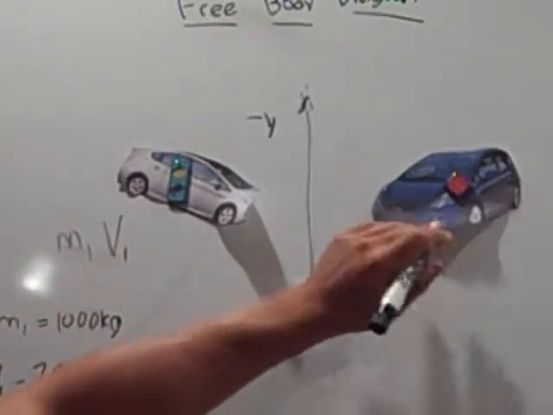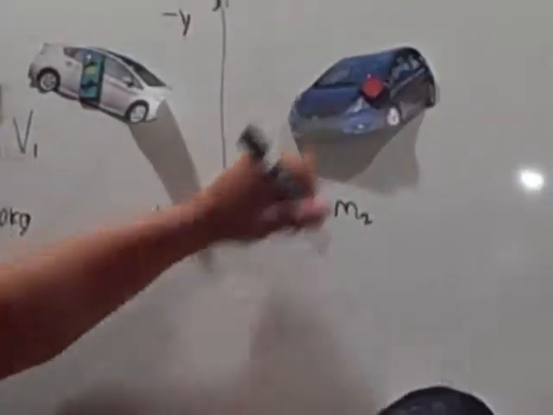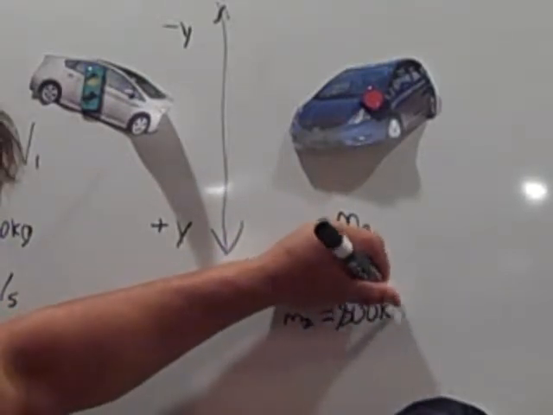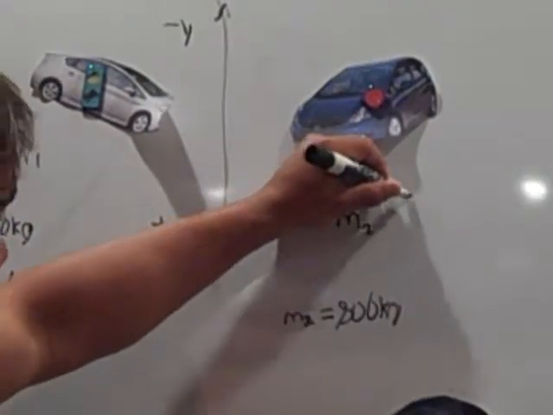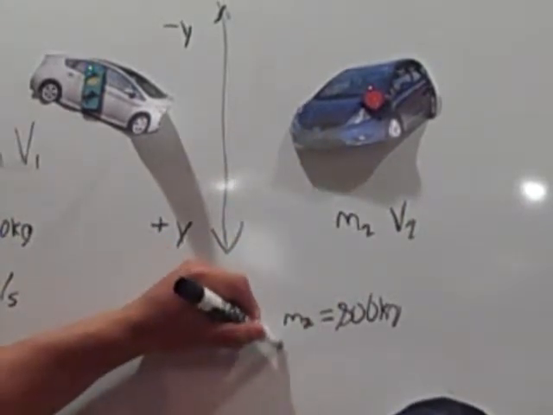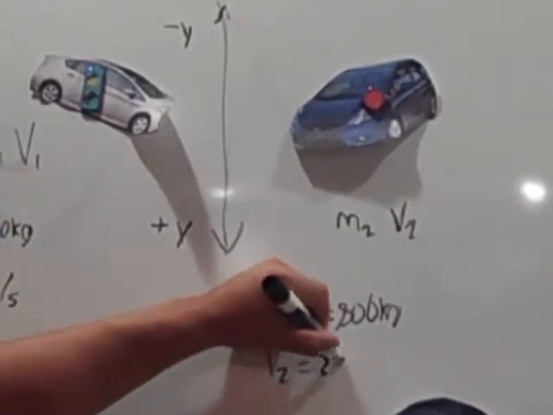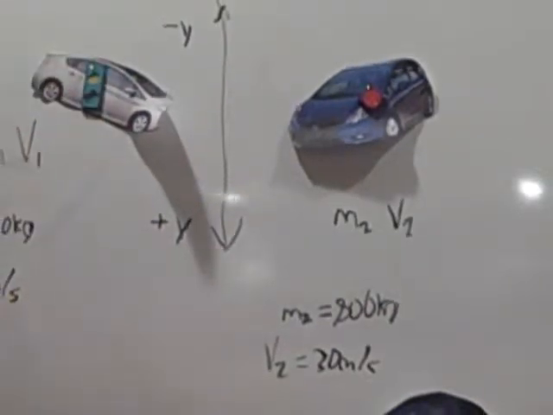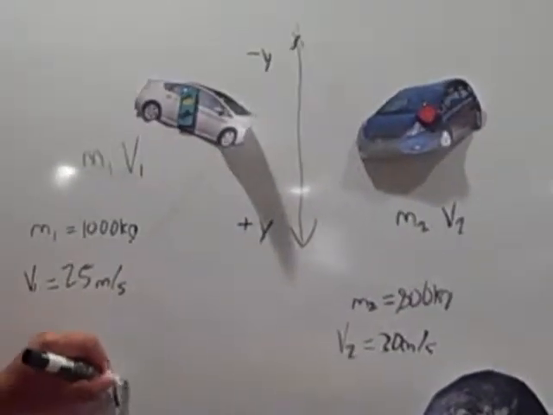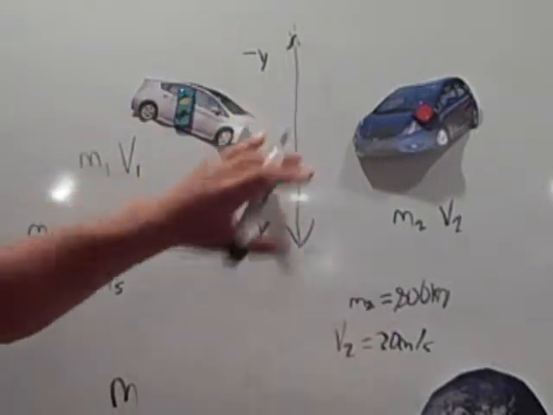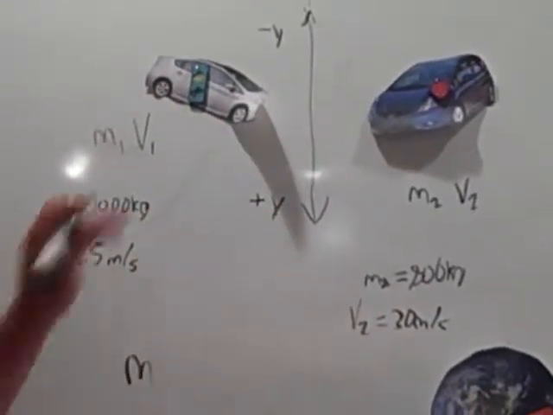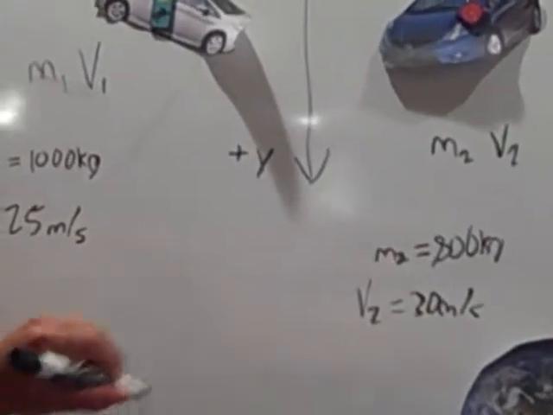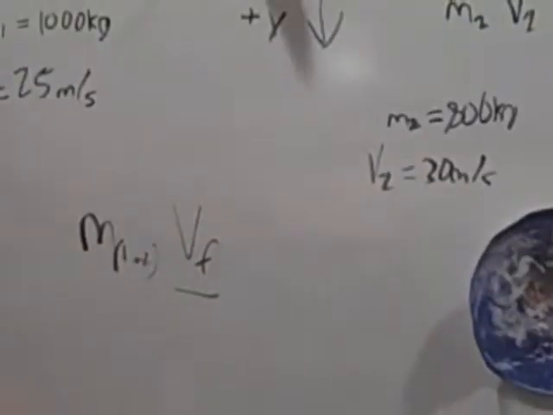And then we have M2, which will be the Honda Fit. M2 equals 800 kilograms, and we have a speed of V2, which will be 30 meters per second southbound, also positive because of the coordinate axes. Now after the collision, we'll get a combined mass because it's a completely inelastic collision, so the masses will stick together. So we'll get M1 plus M2 and then V final, which we're going to solve for in the problem.